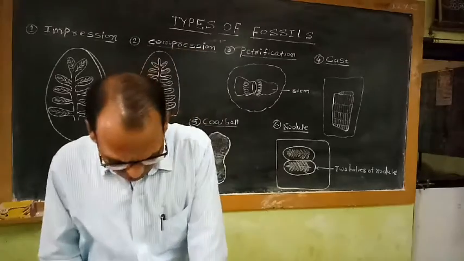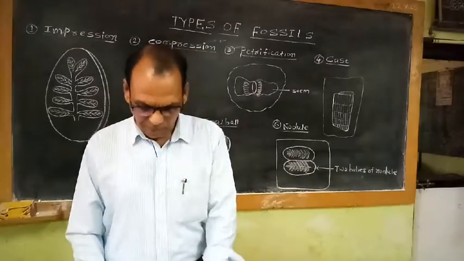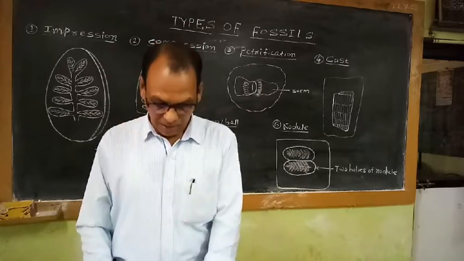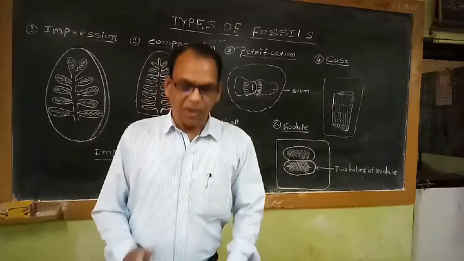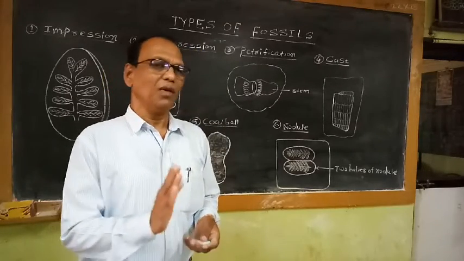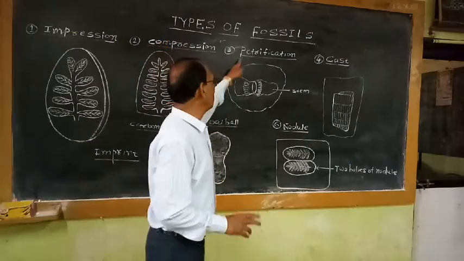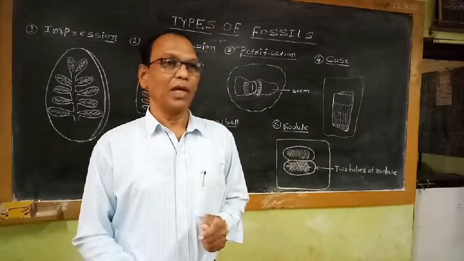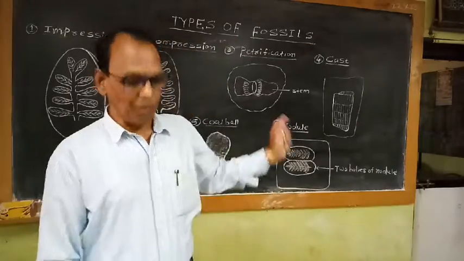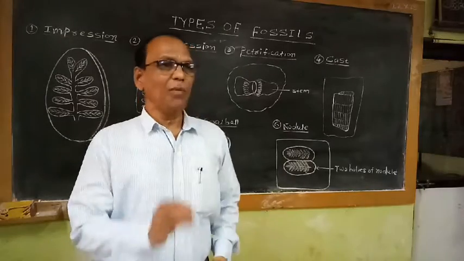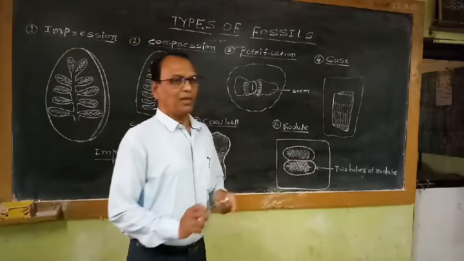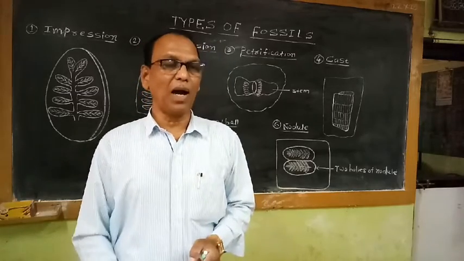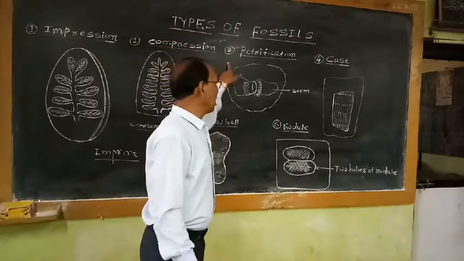That means the outline of the stem, the original shape and topography of the stem, is also retained in this type of fossil, as well as the cellular details of any plant part which is produced as a petrified fossil. So with the help of this petrified fossil, we can study the internal, cellular details of any plant part which is converted into the petrified type of fossil.